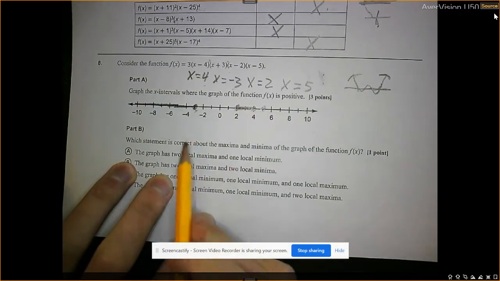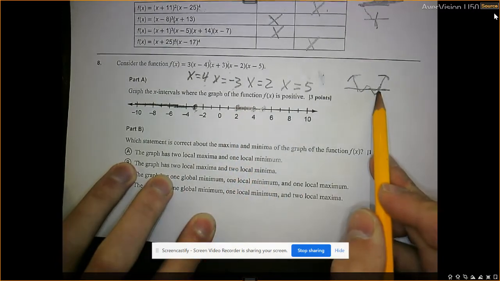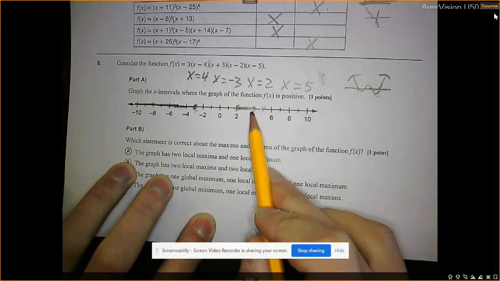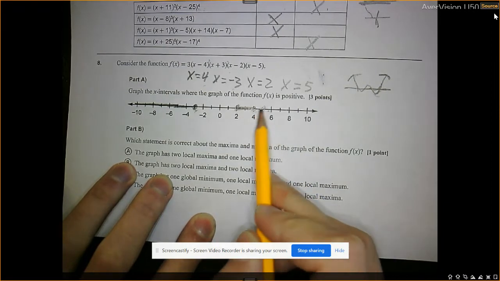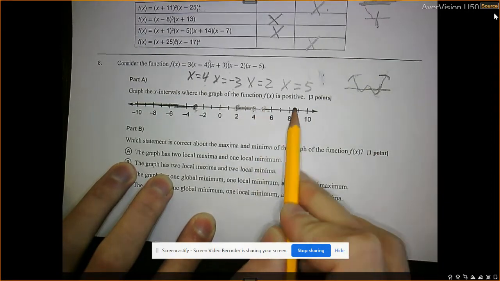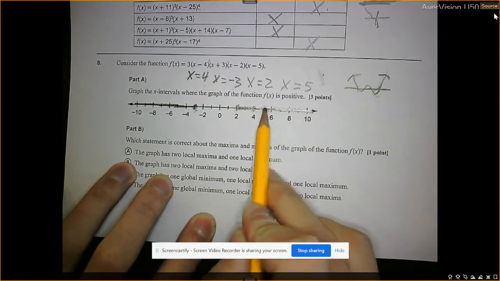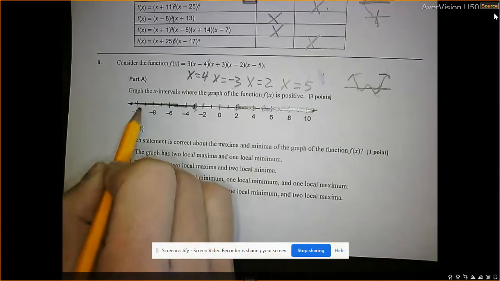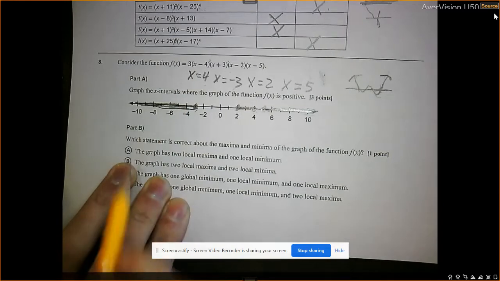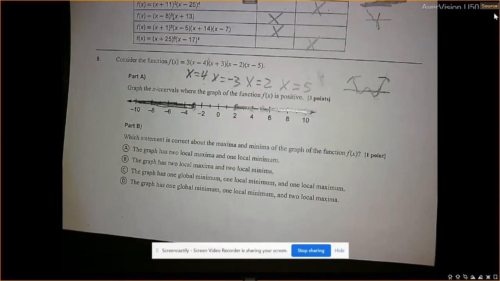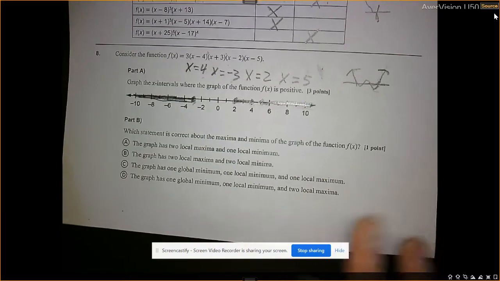So it's positive here. And then it dips back down for a tiny little bit, negative between 4 and 5. And then it ends positive this whole last final way, all the way to positive infinity, like it did over here, how it started. Okay, and you could enter that into Desmos or your graphing calculator.